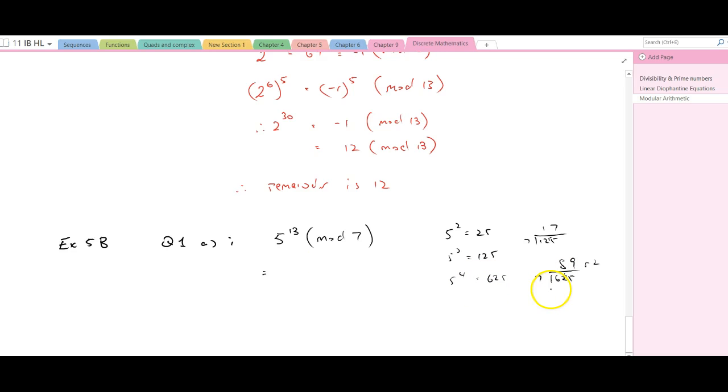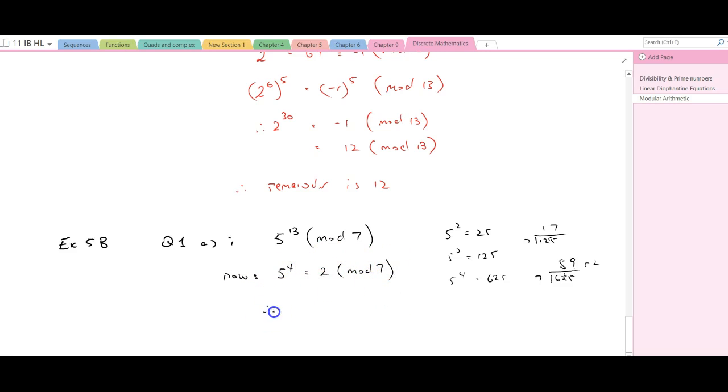So with 5 to the power of 4, you've got a remainder of 2. We might just be able to get away with that. So we could say 5 to the power of 4 is equal to, what did we say? 2 in mod 7. So it's not equals, is it? It's a congruence. 5 to the power of 4 is equivalent to 2 in mod 7.